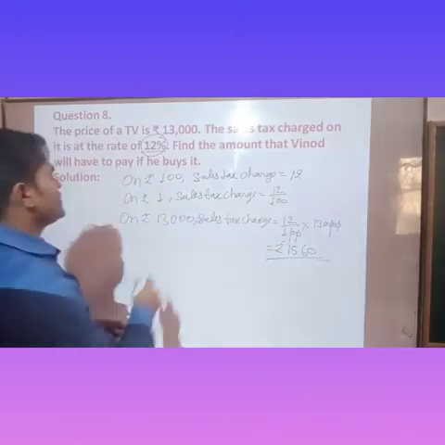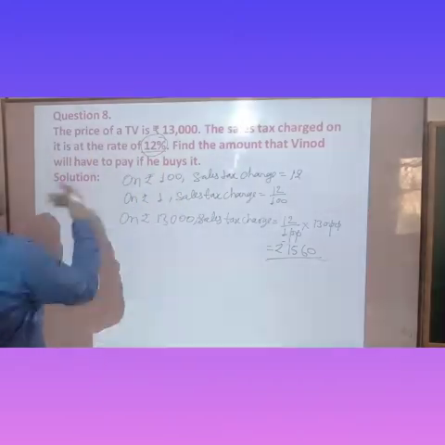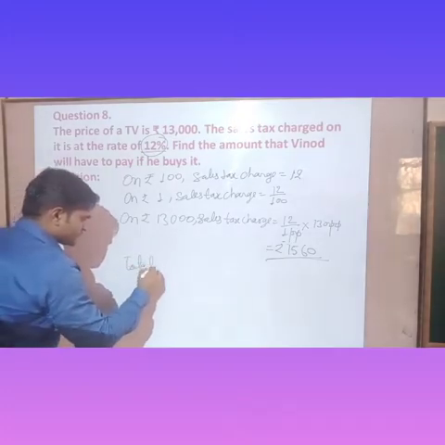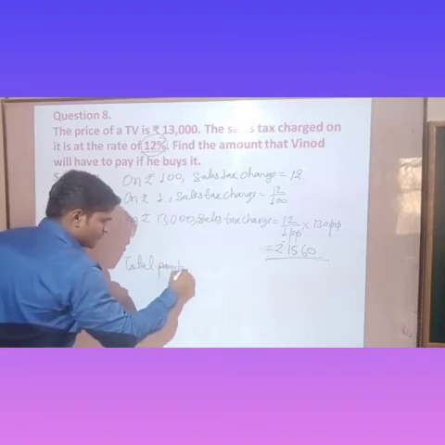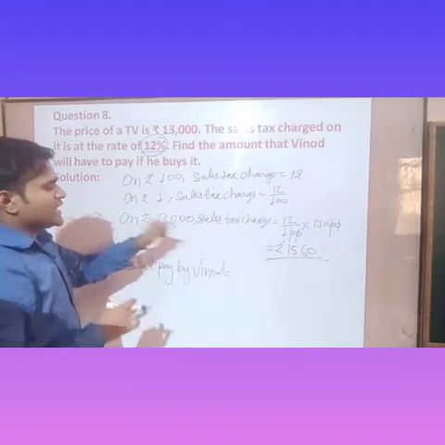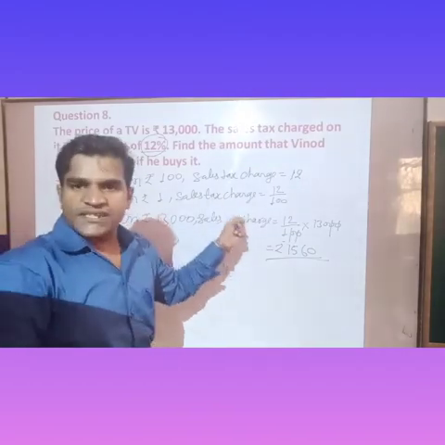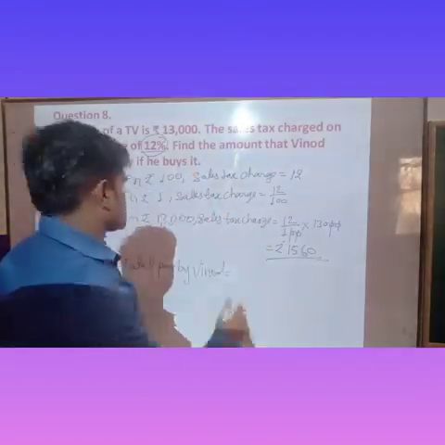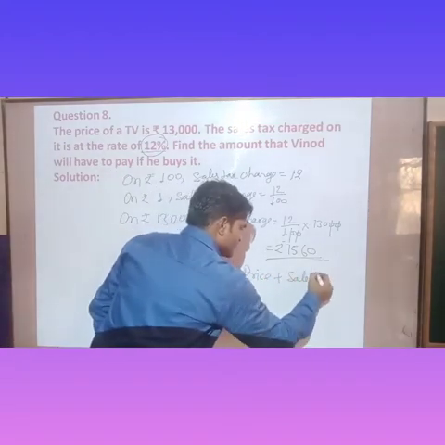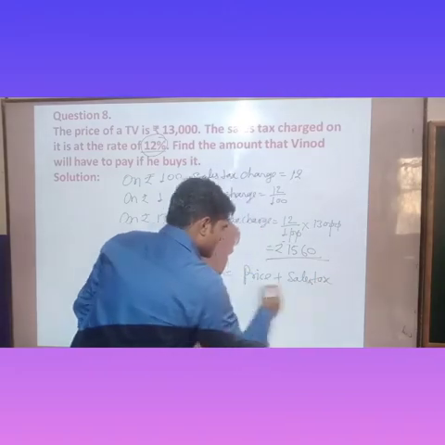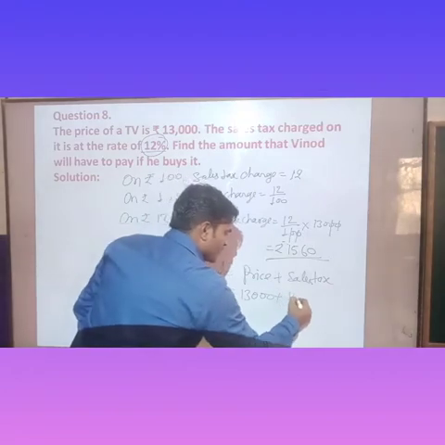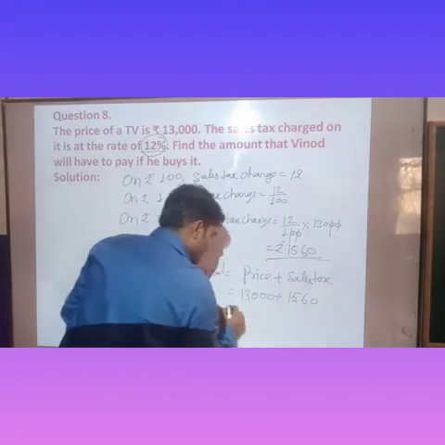But here it is given, find the amount that Vinod will have to pay. So the total paid by Vinod is price plus tax. Children, the cost price that is given is 13,000, so price plus sales tax: price is given as 13,000 plus sales tax of 1,560 rupees.